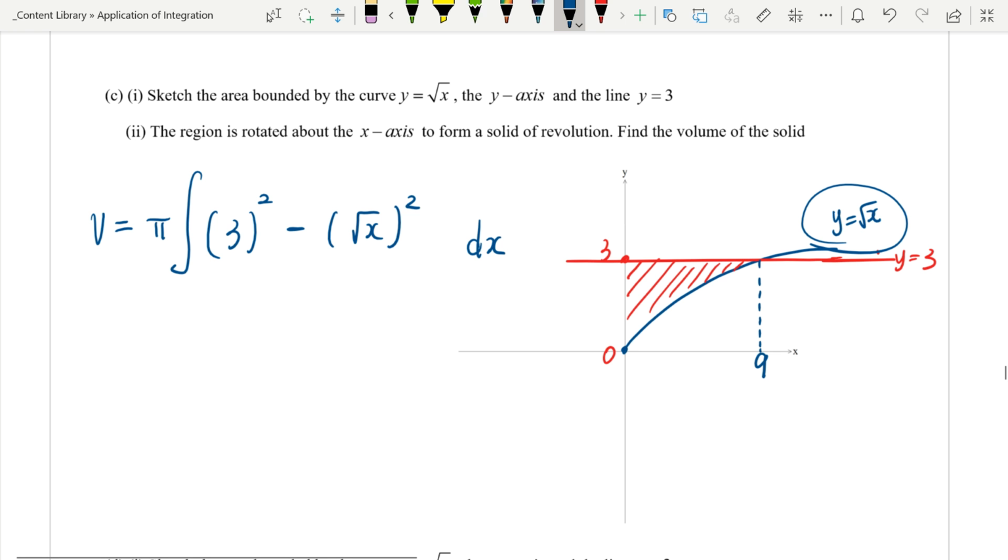And we should put 9 and 0 here, because the area is formed between 9 and 0. So it's in between the two vertical lines x equals 0 and x equals 9.